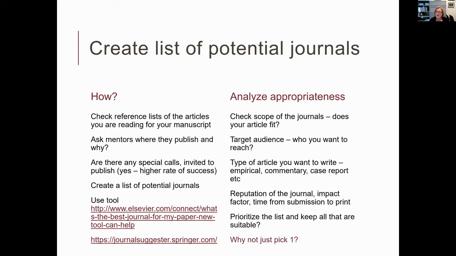And then you want to create a list of potential journals that you might want to consider submitting to. So how do you figure out the list of journals, or where you might want to publish? My doctoral students ask me this all the time, and I used to ask my doctoral supervisor as well. So what I do, and what I suggest to them, is you check through the reference list of the articles that you're reading for your manuscript.